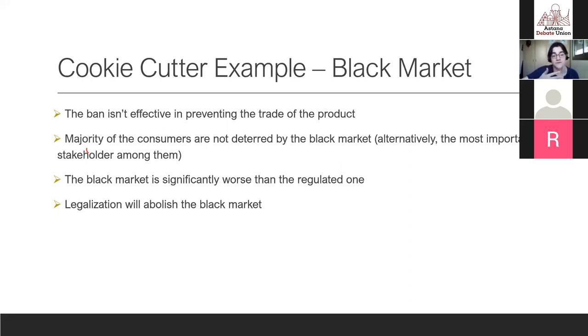Thirdly, the black market is significantly worse than the regulated one. And fourthly, the legalization will effectively abolish the black market. Are there questions on this example before we move on to the next one? All right.